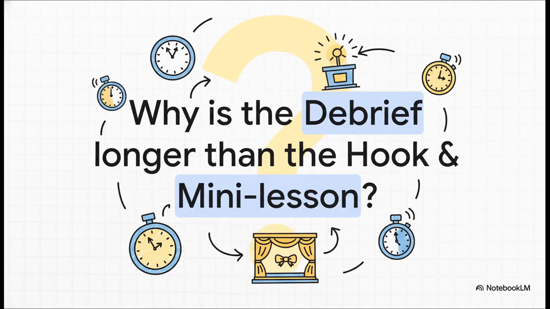Okay, remember that chart from earlier? This brings us back to that really interesting question. The final step, the debrief, gets 15% of the total time. That's more time than the hook and the mini lesson combined. So, what gives? Why is the end of the lesson given so much weight?